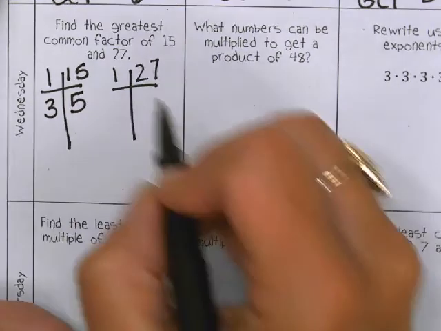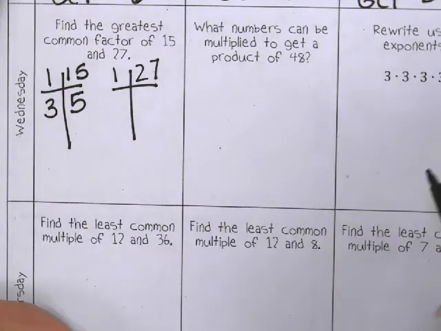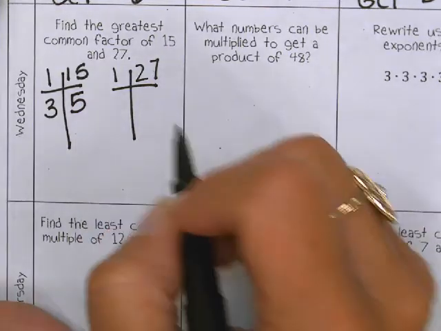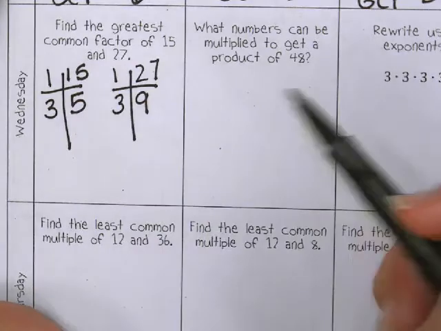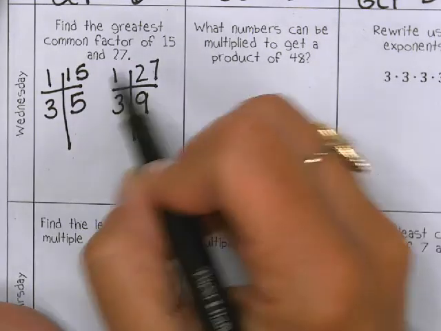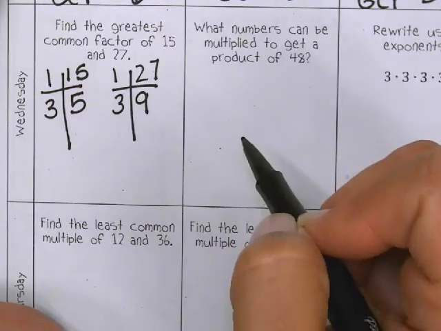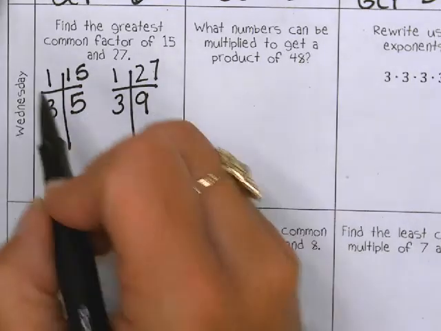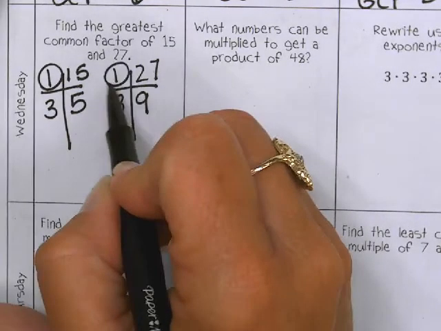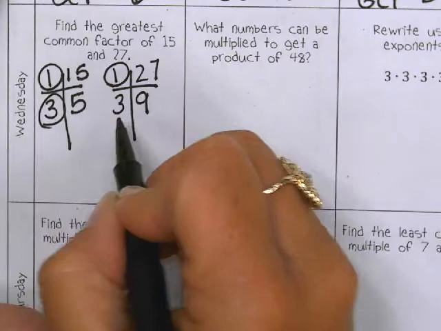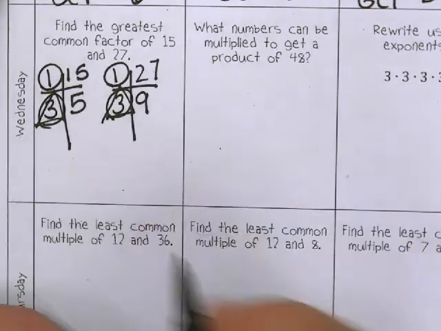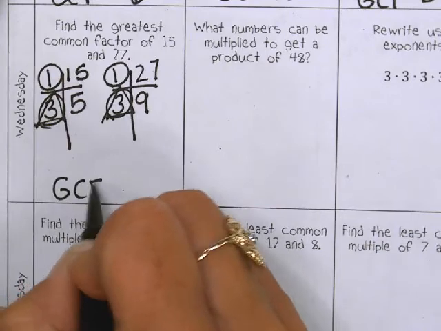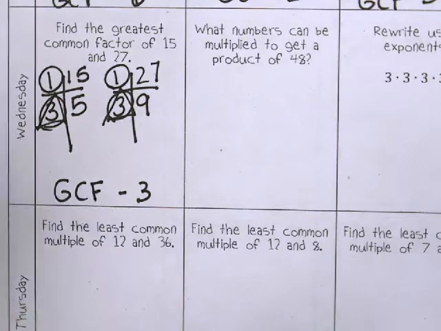If I look at 27, I know 27 cannot be divided by 2. It can be divided by 3, 3 times 9, and I don't have any other factors of 27. So my factor pairs are 1 times 27 and 3 times 9. I'm going to look at these two lists and circle what's in common. My 1s are in common, and my 3s. My greatest common factor, I'm going to put a triangle around that 3, because it's the largest number that appears in both lists.